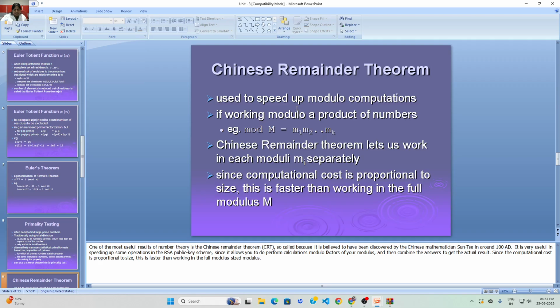Next is the Chinese remainder theorem, which is used to speed up modular calculations. It has five steps. Take the value of x. If we do not know the value of x, we divide by n1, n2, n3, and get remainder 1, remainder 2, remainder 3 respectively. We should check that each pair is co-prime, and using that we can find the value of x.